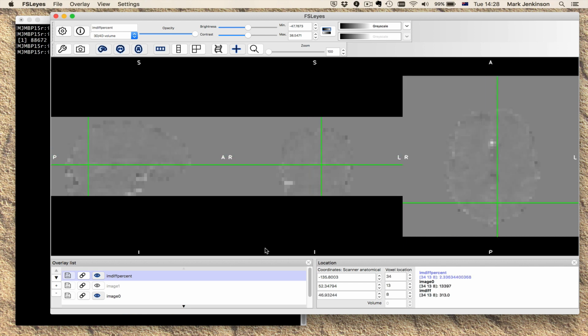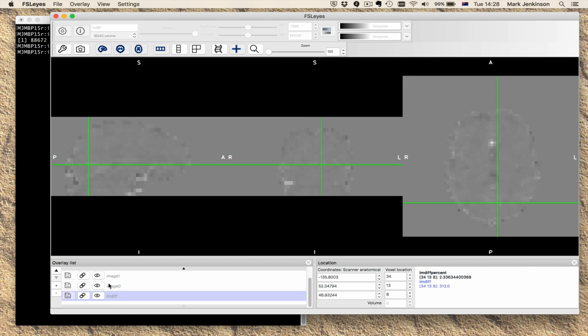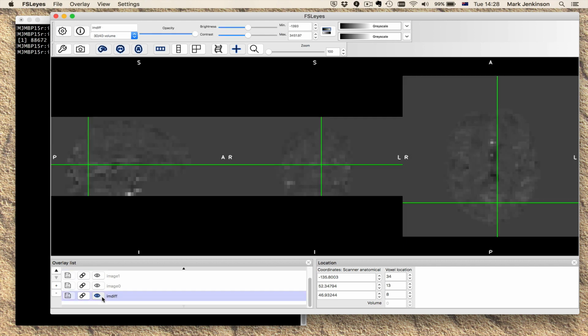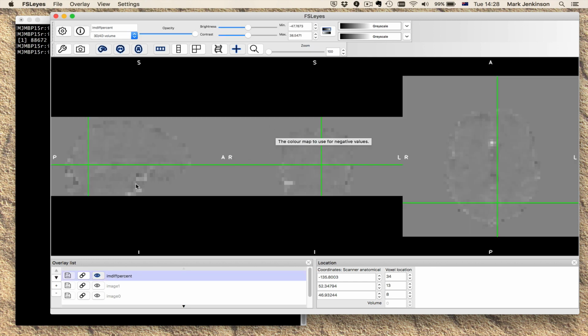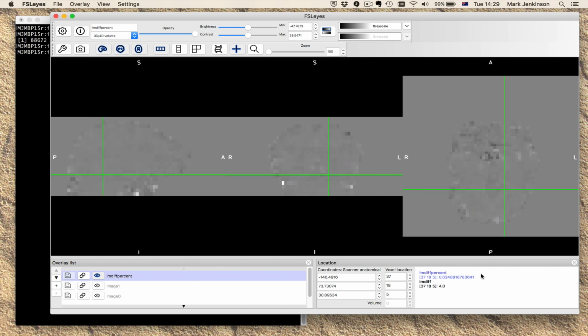Okay, so the image itself actually looks quite similar. So if this was our original imdiff, just the difference image, this is our imdiff percent, but you'll notice that some areas have actually changed in terms of how they look, but the main thing is the actual values themselves. So we can look at different areas and you can see the values for the two different images are quite different from each other, where the one for the imdiff percent is now actually converted to a percentage change in intensity between these two different images.